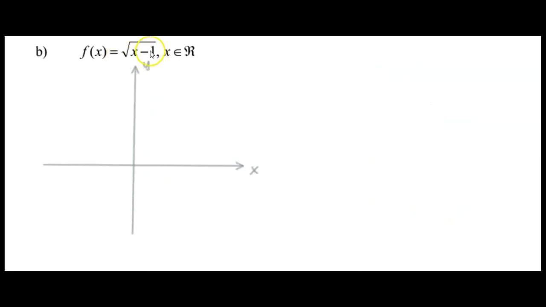Okay. For this function, first I'm going to find the domain by ensuring that the expression inside the square root, x minus 1, must always be greater than or equal to 0, because we do not allow any negative number inside the square root. So we must always make sure that x minus 1 is greater than or equal to 0. From here, I know that x must be greater than or equal to 1. Actually, you already got your domain. This is your domain.